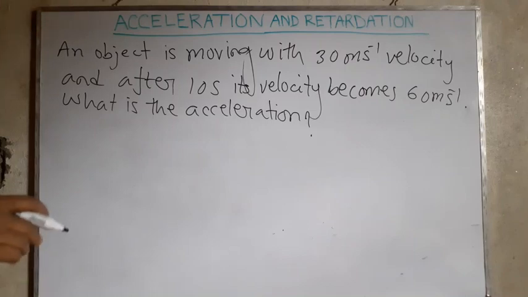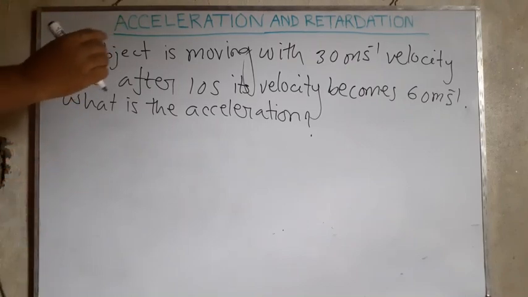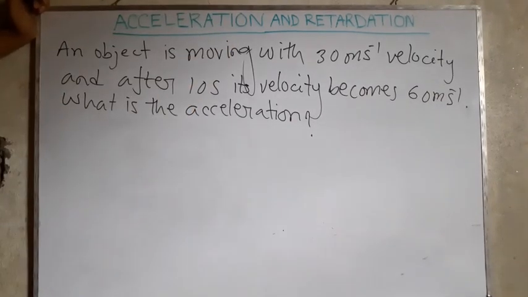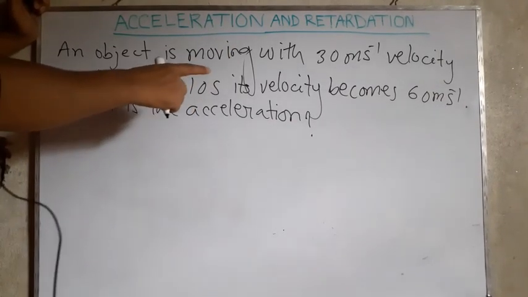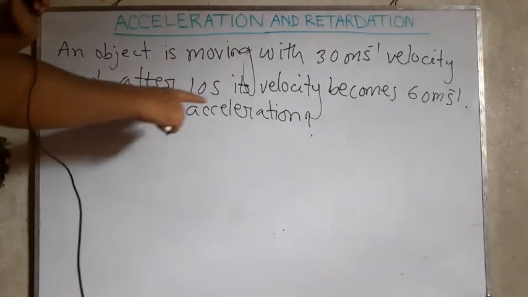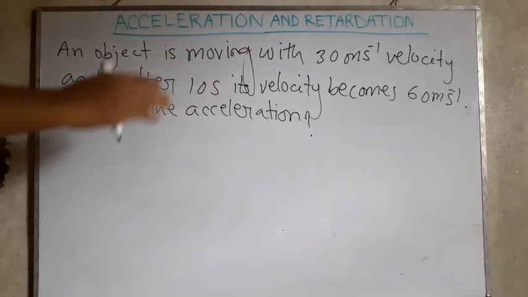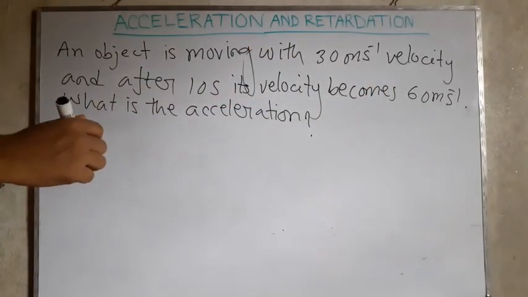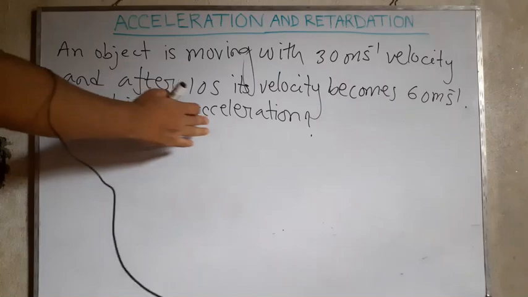Now we will solve a mathematical problem related to acceleration. An object is moving with 30 meter per second velocity, and after 10 seconds its velocity becomes 60 meter per second. What is the acceleration? Here initial velocity and final velocity are given. We have to determine the acceleration.